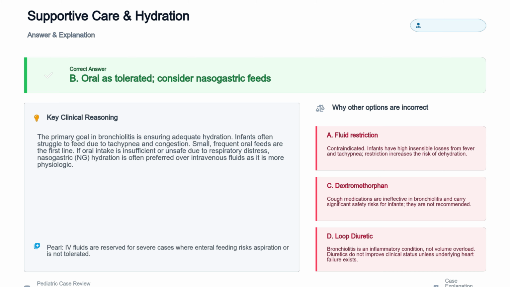The correct answer is B, oral fluids as tolerated with consideration of nasogastric feeds. Maintain adequate hydration with small, frequent oral feedings when possible. Use nasogastric tube or intravenous fluids if oral intake is inadequate. Avoid cough suppressants in young infants. Diuretics and fluid restriction are inappropriate unless specific comorbidities exist.